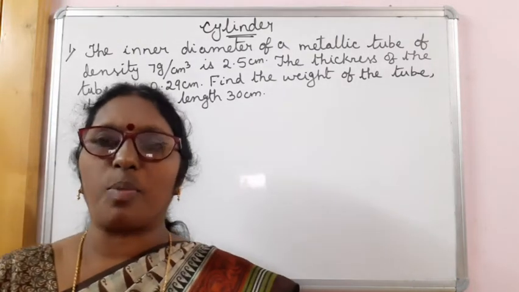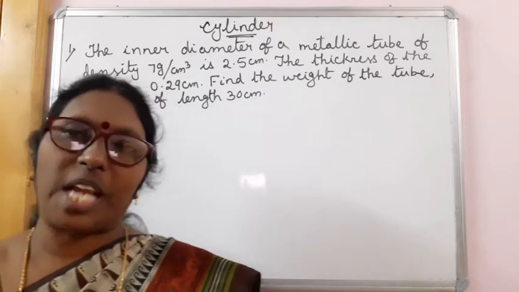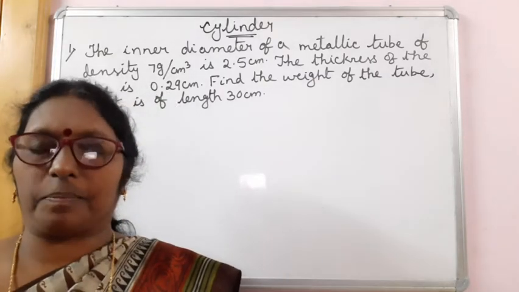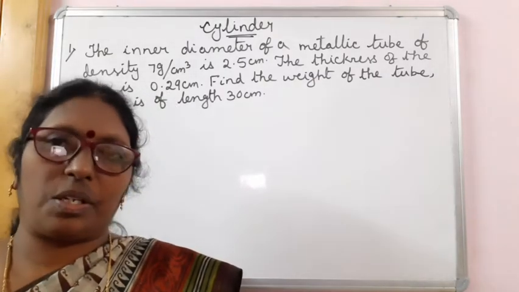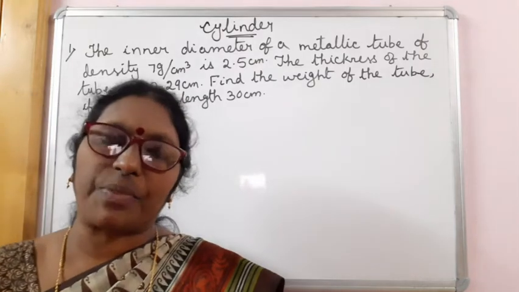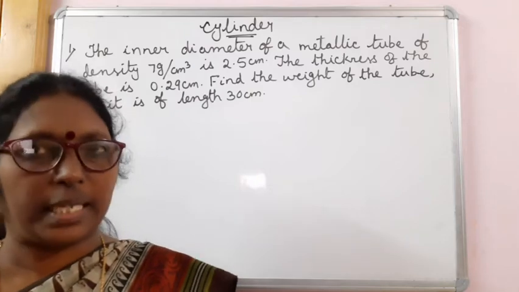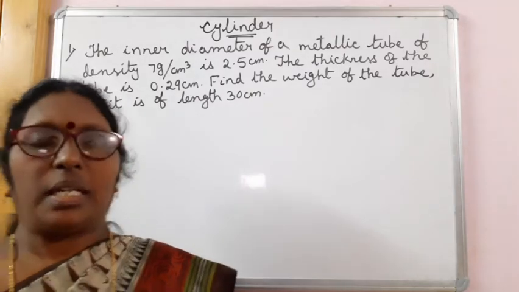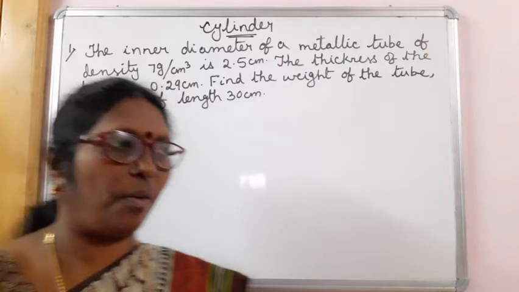Today let us have a problem based on cylinder of chapter volume and surface area. Already you have learned how to find the volume of a cylinder, how to find the curved surface area, and total surface area of a cylinder. And let us have a problem based on that.